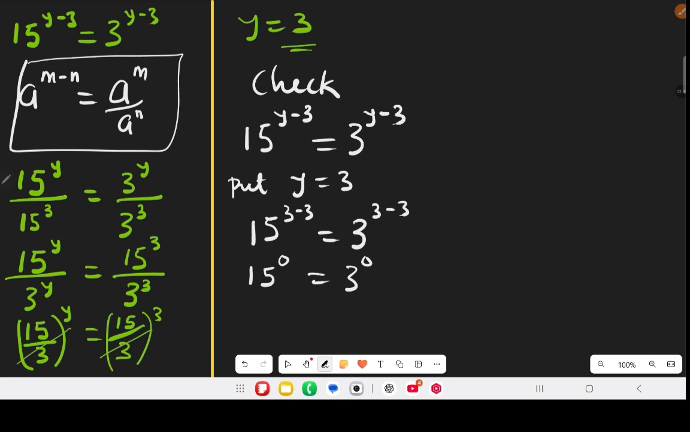And in law of indices, we have x raised to the power of 0 is equals to 1, meaning anything raised to the power of 0 is 1. Therefore, 15 raised to the power of 0 is 1 equal to 3 raised to the power of 0 is 1. The left-hand side is equals to the right-hand side, meaning our answer is correct.